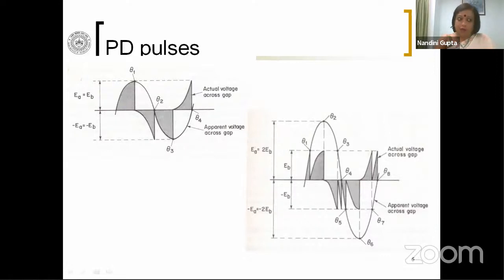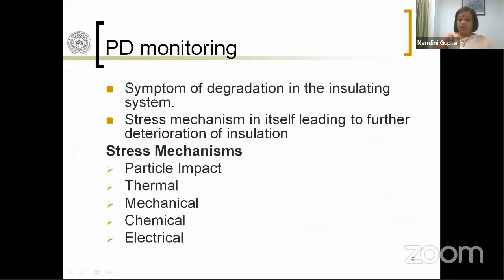So when you apply voltages, you don't see 1 pulse, you don't see 2 pulses. You actually see, when PD is steady and you have lots of activities going on, a very large number of PD pulses in every cycle, and they will keep repeating in every cycle. I'll come to that later. So this is about the physics of PD, why PD happens and why PD has a pulsative nature.